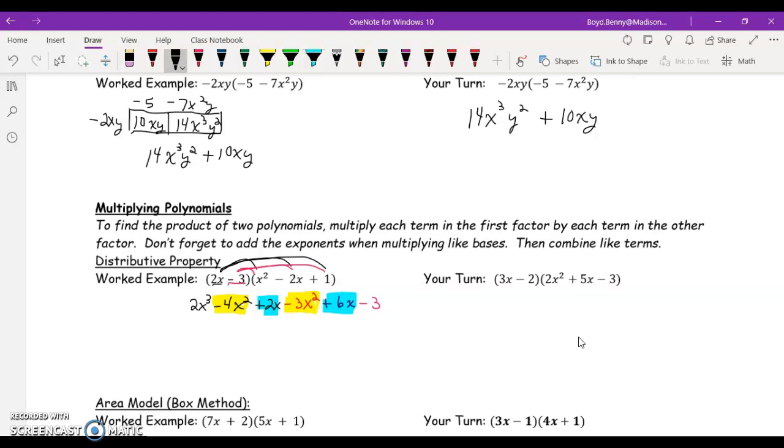So let's bring down our 2x to the third. We'll add our negative 4x squared and our negative 3x squared together, and that'll give us a negative 7x squared. We'll add our 2x and our 6x together, and that will give us an 8x. And then we'll just simply bring our minus 3 down and put it on the end. And this is the product of 2x minus 3 and x squared minus 2x plus 1.